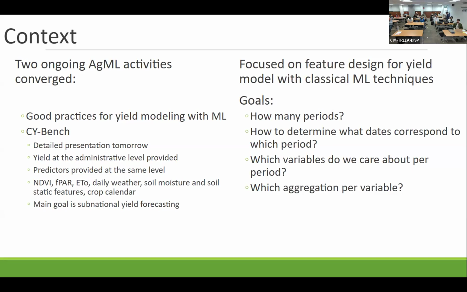So how many values should we pick? Which periods should they represent? How do we determine which dates are going to be used as thresholds for each period? Which variables are we going to use in each period? And how are we going to aggregate them?